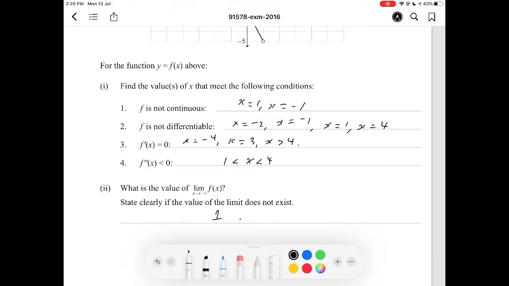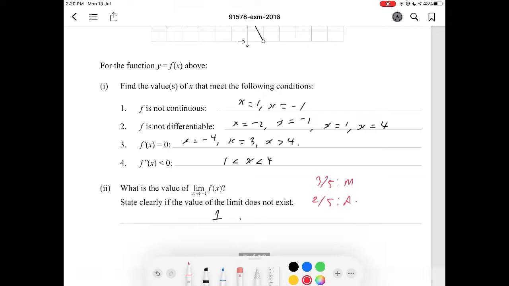Alright, so for this question, 3 correct answers out of a total of 5 can get you there. 3 out of 5 is a merit grade, and 2 out of 5 is an achieved grade.